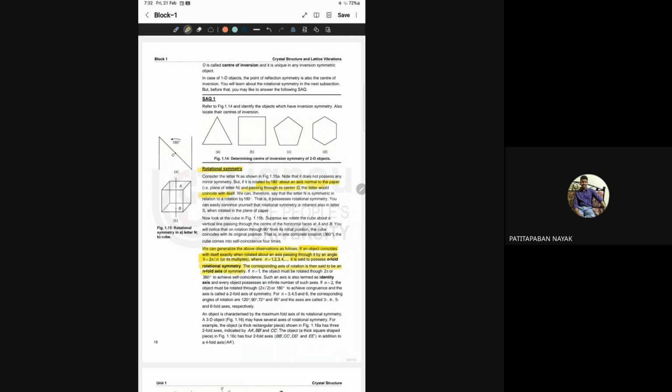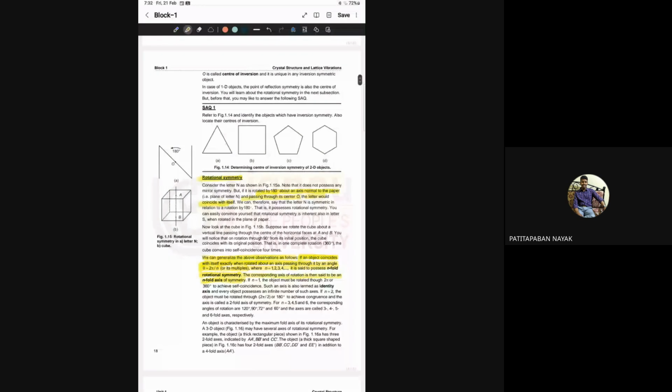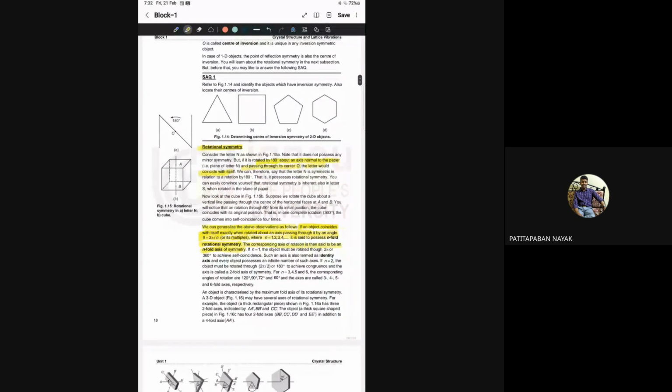So for 180 degrees, theta is equal to 180 degrees. That means it has 2 pi by 180. 180 degrees means it is pi. So 2 pi by pi. So it is two-fold rotational symmetry. Let's say we take an object where theta is equal to 45 degrees. Then we call 2 pi by 4. So how many will it have?